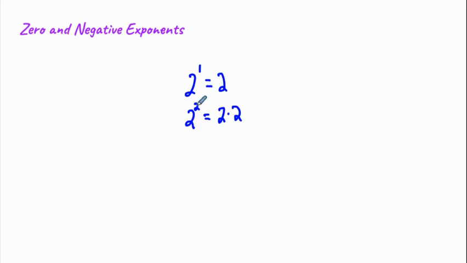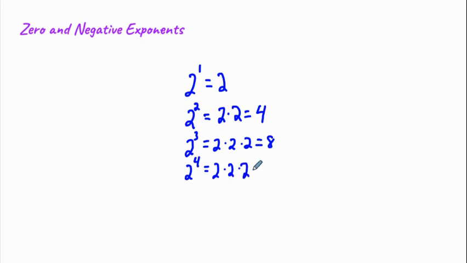Okay. And then 2 to the second equals 2 times 2, that'll be 4. And then we got 2 to the third, which is equal to 2 times 2 times 2. That'll be 8. And then one more for good measure, 2 to the fourth is equal to 2 times 2 times 2 times 2. That equals 16.